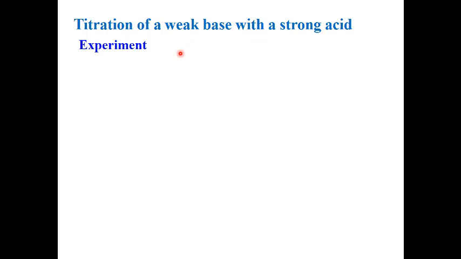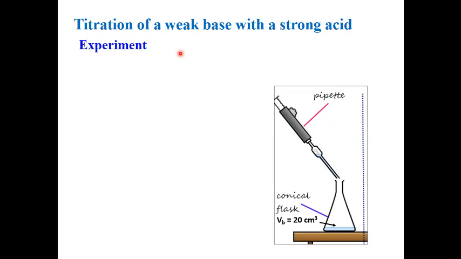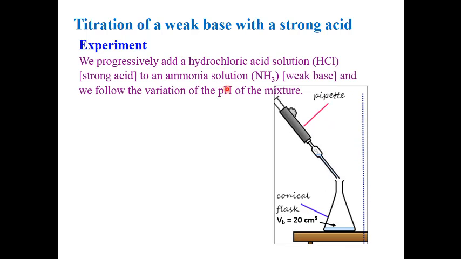Let's consider the following experiment. To make the titration, we have to add hydrochloric acid, which is a strong acid, to an ammonia solution, NH3, which is a weak base, and we will follow the variation of the pH of the mixture using a pH meter.